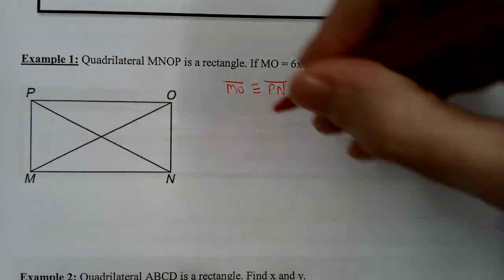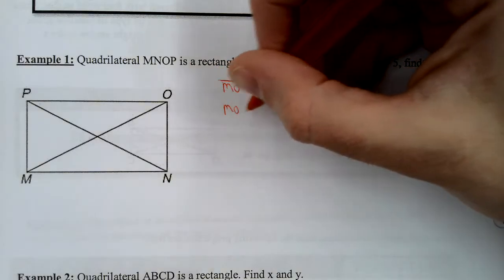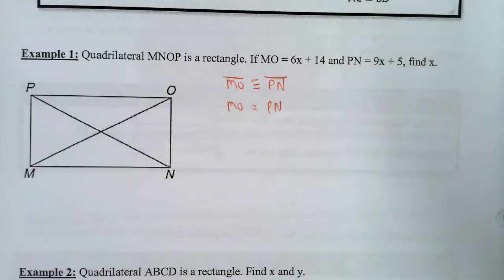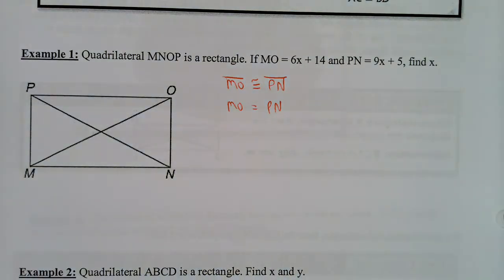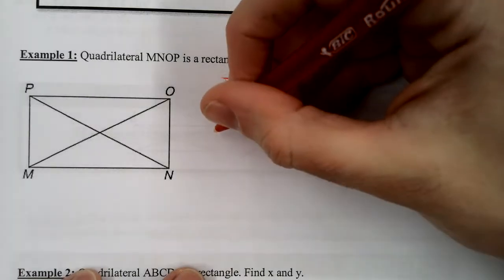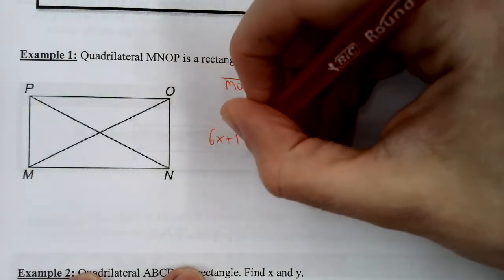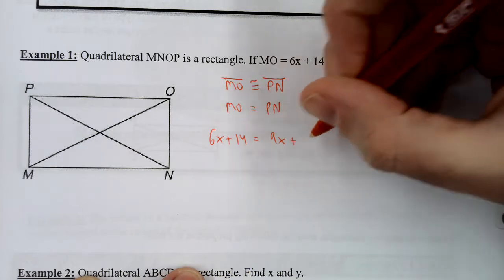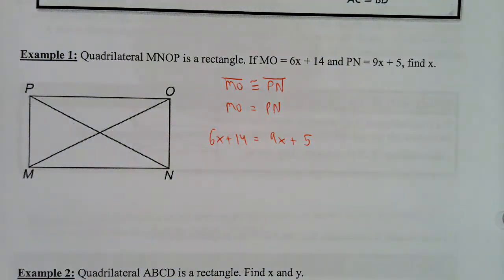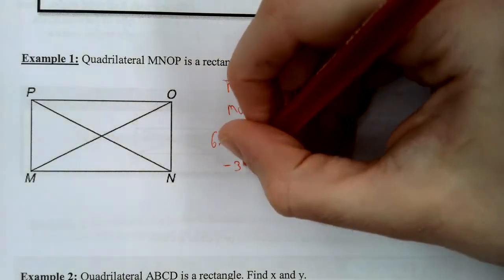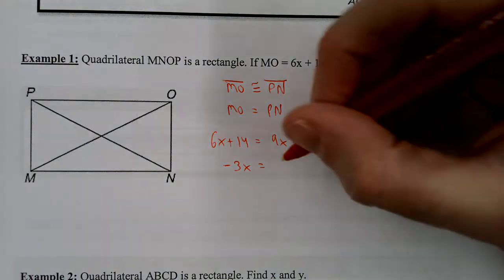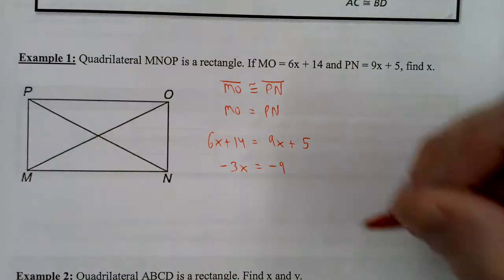So it means that they're equal. I'm not going to label the diagram because that might make it a little messy, but 6x plus 14 equals 9x plus 5. I'll subtract 9x on each side. Now subtract 14 on each side to get negative 9. So therefore x equals 3.